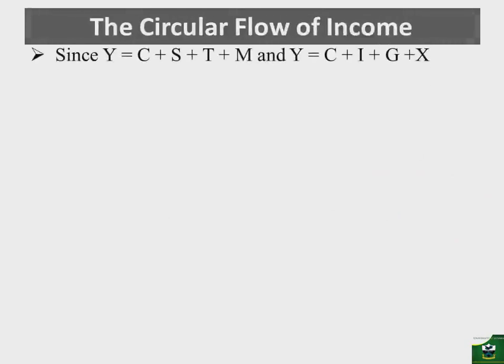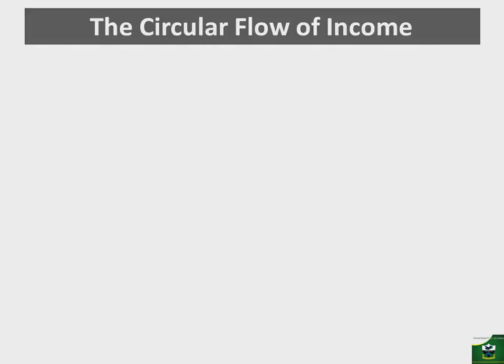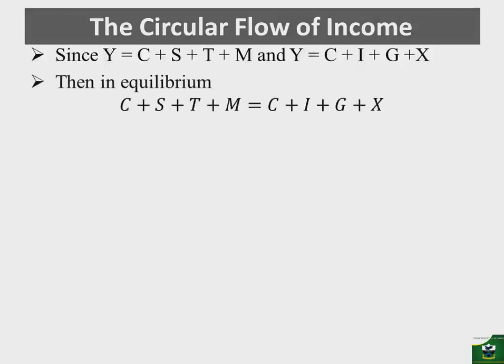With this, then, we can bring in the simple equilibrium model, that since income is equal to consumption plus savings plus taxes plus imports, and on the other hand, income is equal to consumption plus investment plus government expenditure plus exports, then in equilibrium, it means that consumption plus savings plus taxes plus imports will be equal to consumption plus investment plus government expenditure plus exports.